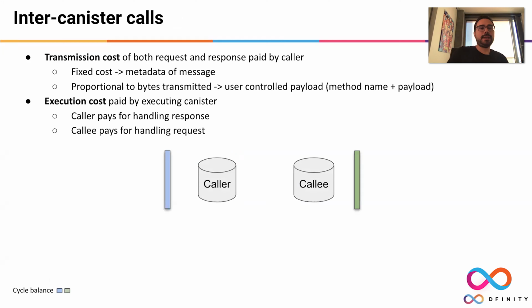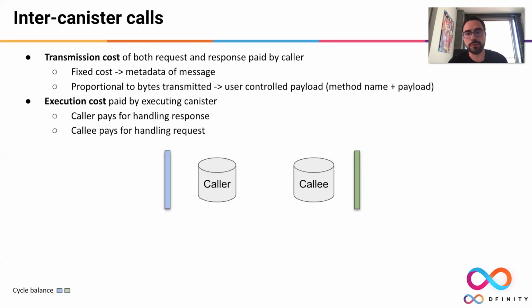Now, the next interesting case is what happens with inter-canister calls. When a canister calls another canister, there are two different costs that we need to consider. One is the transmission cost, which is paid by the caller for both the request and the response. Again, as usual, there's a fixed cost and one proportional to the number of bytes transmitted. There is also an execution cost for executing the request or response respectively, and that's covered by the executing canister. So the caller will pay for handling the response, and the callee will pay for handling the request.